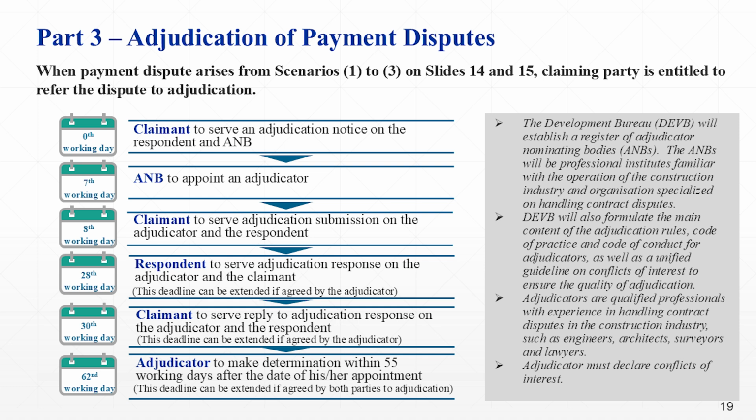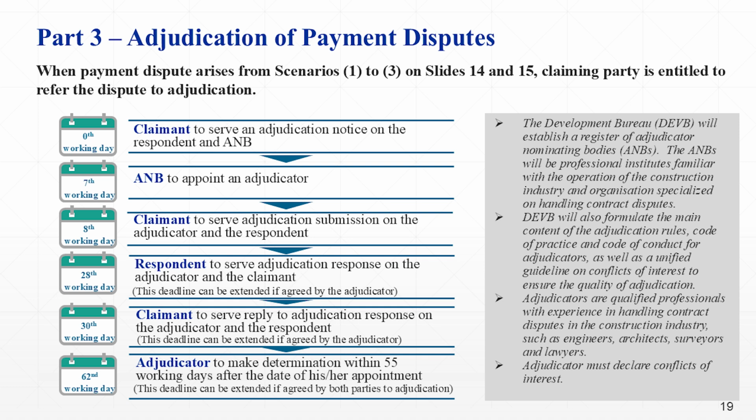The adjudicator nominating body is required to appoint an independent adjudicator to handle the payment dispute within 7 working days. The adjudicator nominating body has established procedures for the nomination and appointment of an adjudicator. During this process, the adjudicator is required to declare conflicts of interest. And the adjudicator nominating body will also seek the agreement of both parties.